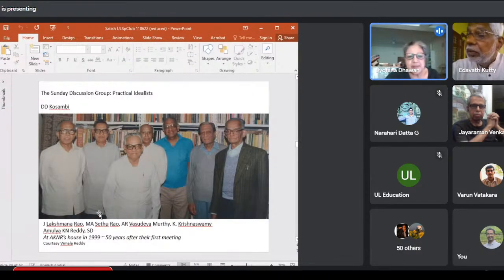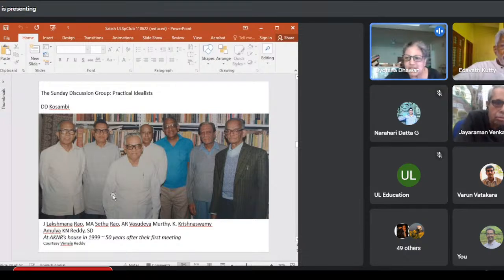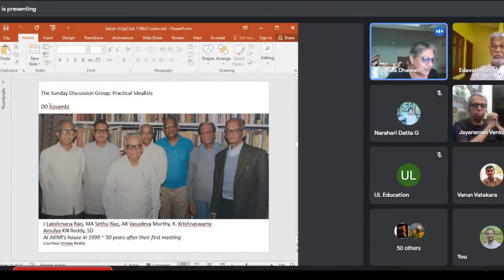Now, I'm showing you here a picture of mostly elderly gentlemen, but all these gentlemen, I call them the practical idealists. They all met 50 years before this picture. Mr. Lakshman Rao, Setu Rao, Professor Vasudeva Murthy, Mr. Krishnaswami, Professor A.K.N. Reddy. They were people who got together to study Indian history and culture and society under lectures by the famous polymath D.D. Kosambi. And they used to meet every Sunday and discuss.